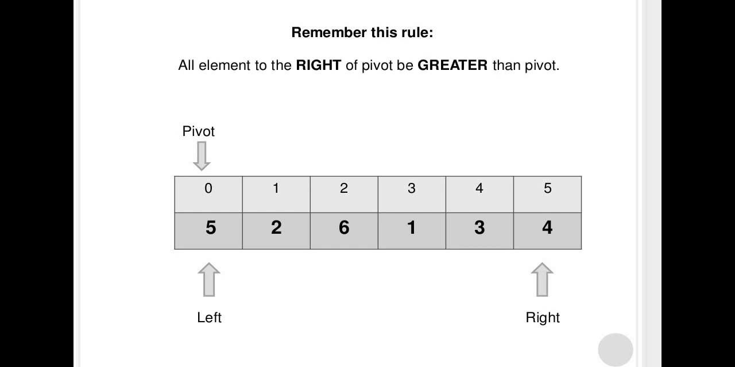All the elements to the right of the pivot should be greater than the pivot. If you start from right to left, the numbers to the right side of the pivot should be greater than the pivot element, and all the elements to the left of the pivot should be smaller than the pivot element. That was the main concept behind quicksort when we started the algorithm. So in quicksort the numbers would be smaller on the left side and greater on the right side.